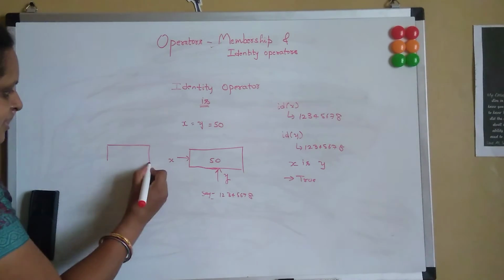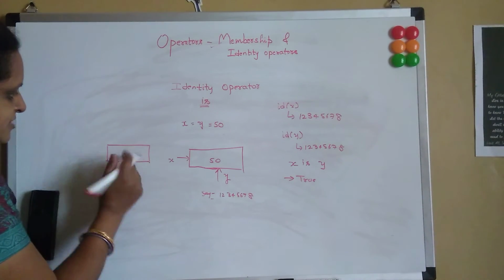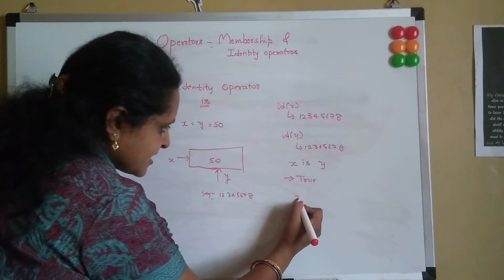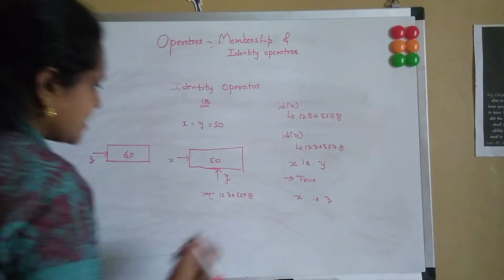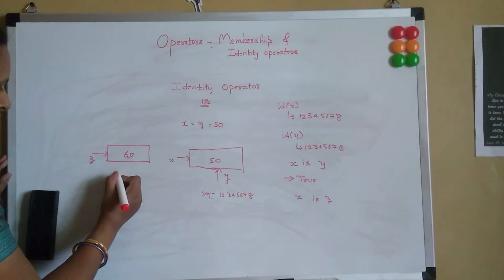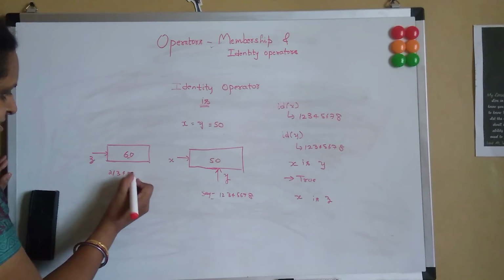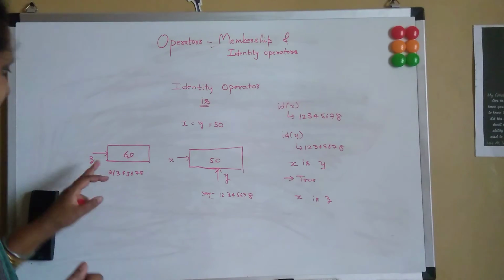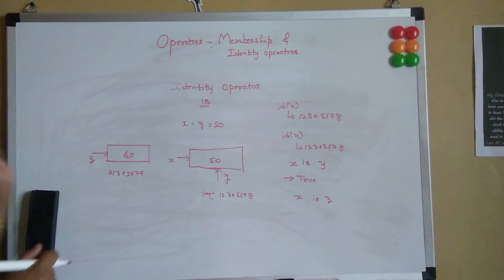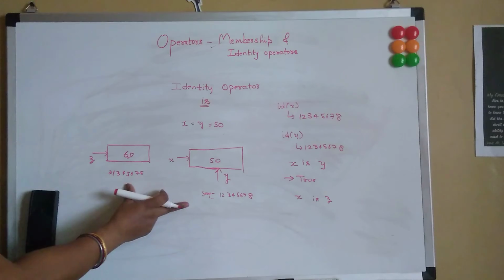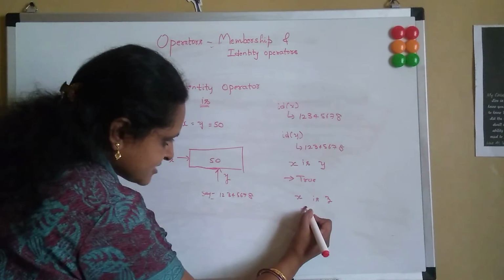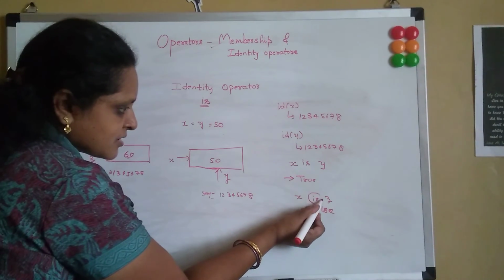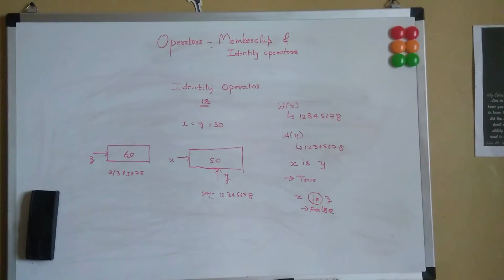Now let me take another variable called z, with value 60. Z is pointing to 60. Now if I say x is z, since 60 is present at a different memory location, say 2, 1, 3, 4, 5, 6, 7, 8. ID of x is 1, 2, 3, 4, 5, 6, 7, 8. ID of z is 2, 1, 3, 4, 5, 6, 7, 8. Since they are present at two different memory locations, x is z returns the value false. So this is how the is identity operator works in Python.